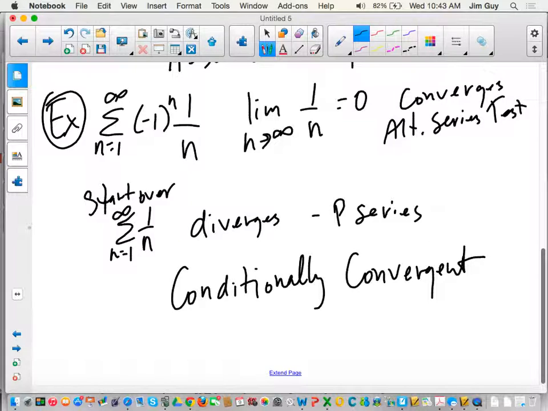Make sense? Again, you only do that when they ask you to do that. Don't start trying to do that on every single one. And it only comes up when you have negative terms. So. Okay. Now, one more thing here, this section.